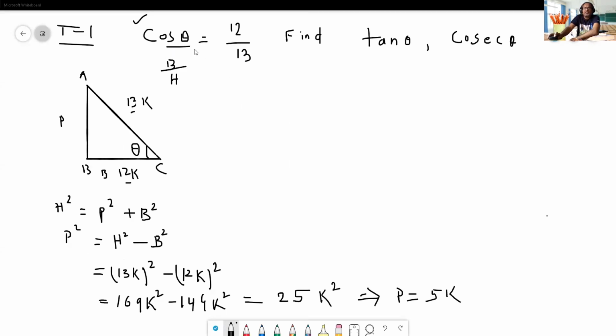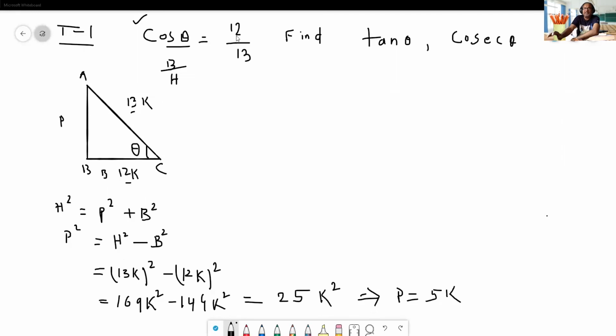Now this cos theta is defined as base to hypotenuse. This is the base because we are taking this as theta angle. So this is the adjacent angle. So this is the base angle. And just opposite to this angle, this opposite side is called perpendicular. And therefore, AB is the perpendicular, BC is the base, and AC is the hypotenuse. Now, cos theta is base by hypotenuse. So what is base? 12. And what is hypotenuse? 13.